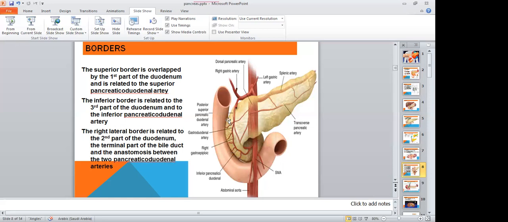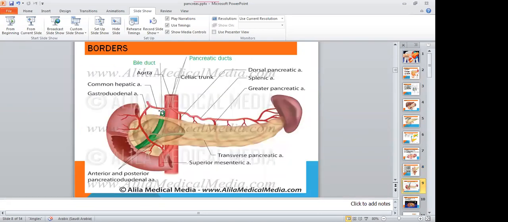And in between is the right lateral border, related to the second part of the duodenum, the terminal part of the bile duct, and the anastomosis between the 2 pancreatico-duodenal arteries. Again, the superior border with the superior pancreatico-duodenal artery, the inferior border with the inferior pancreatico-duodenal artery, and the right lateral border with the second part of the duodenum, the bile duct and the pancreatic duct.